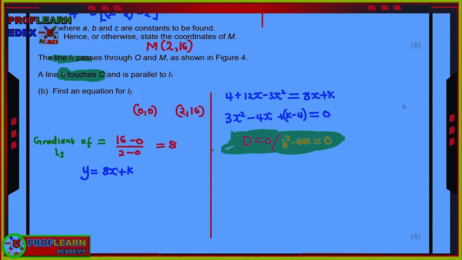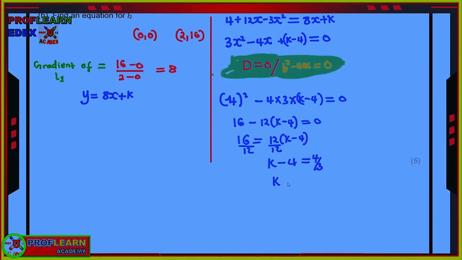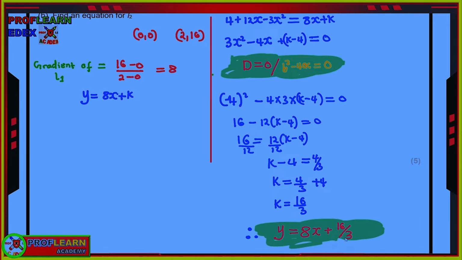So let us now proceed so that we can work out the discriminant. And working out the discriminant, you can see if we put the like terms together and simplify this, our k is going to translate to 4 over 3 plus 4, which definitely becomes 16 over 3 as our final answer. All right, I believe you have understood. We can now write the equation of L2 because we have already gotten the value of k.